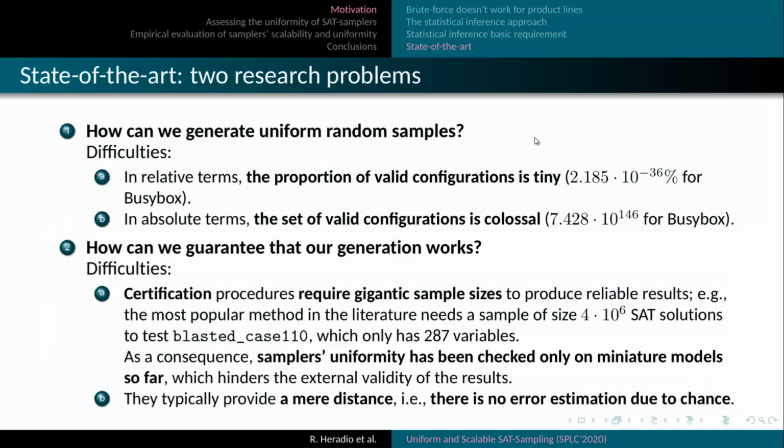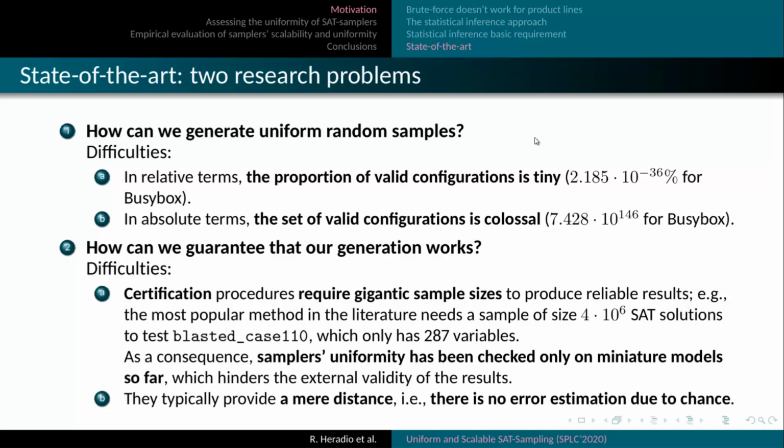A naive approach to build a uniform random sampler would be to start ignoring the interfeature dependencies. So we could just generate random configurations and then use a SAT solver to filter only those configurations that are valid. This sampler will be uniform but not scalable, because remember that the proportion of valid configurations is tiny. This means that we will need to generate many possible configurations until we reach a valid one. So uniformity is not enough.